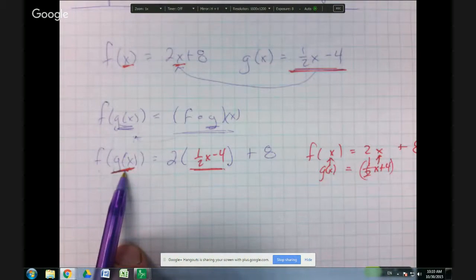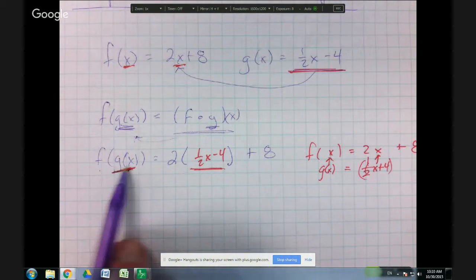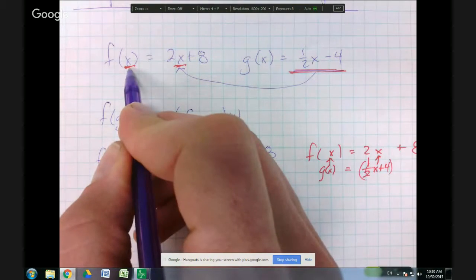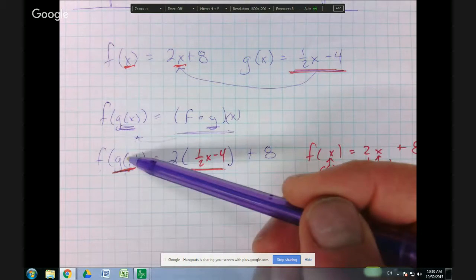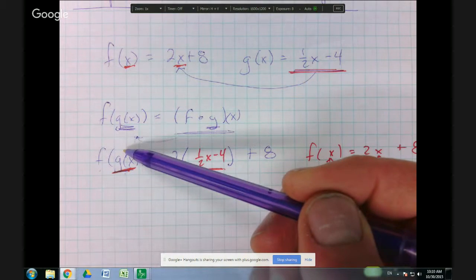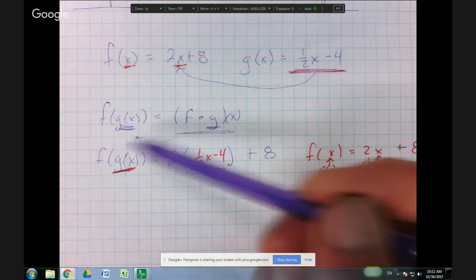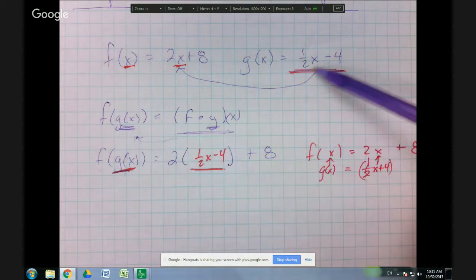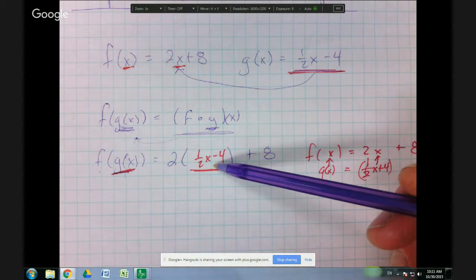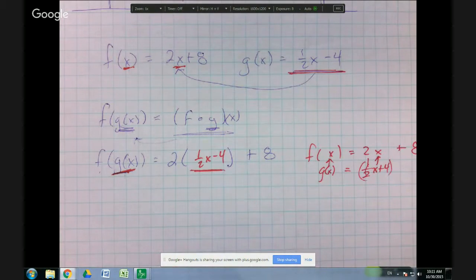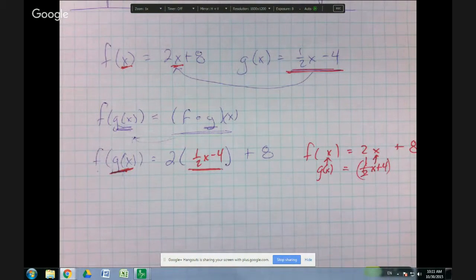Do you see that g is going inside of f? Right? This is f of x. Yes or no? So I'm putting g in there for x. So all I'm doing is putting this in for x. All right, let's finish this one up.